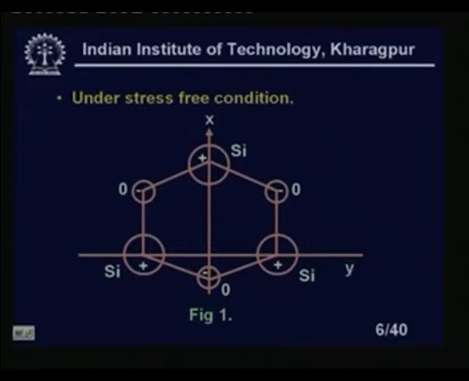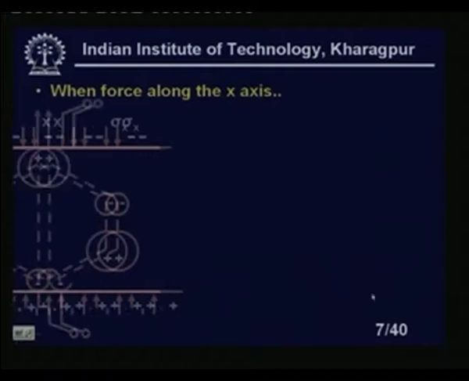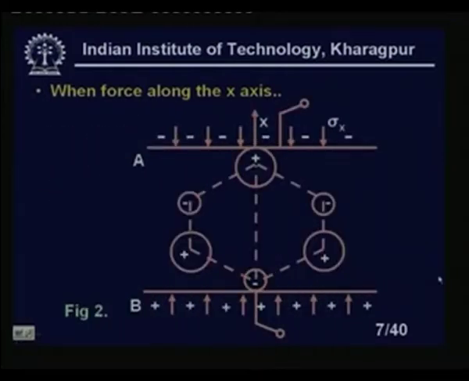You see what will happen here. I have silicon, this is positive, and this is the x axis, and this is the silicon ion, this is the oxygen ion. So, under stress free condition it will look like this, right. Now, what will happen if a stress is applied on this particular crystal? Let us look at when the force along the x axis is applied. So, I will get a response like this one.